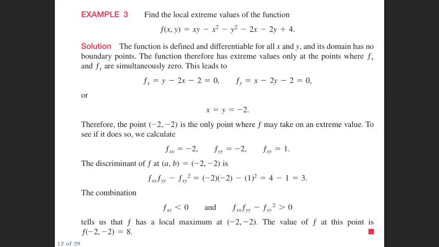Let's do 3 examples from the book. Find the local extreme values of this function, xy minus x squared minus y squared minus 2x minus 2y plus 4. And I'm going to do this quickly.